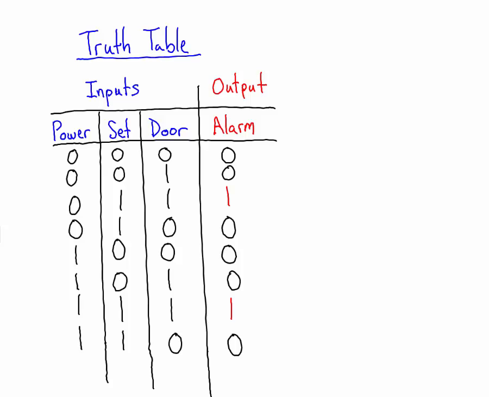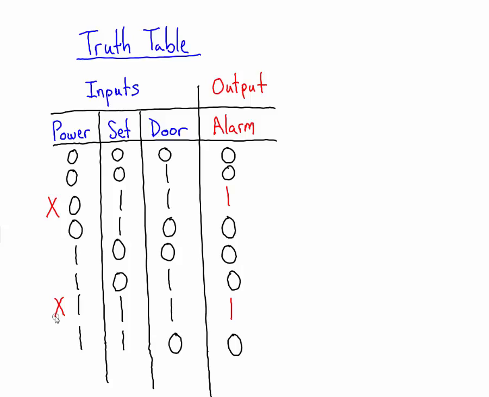Now after determining a truth table, we need to determine what kind of logic gates and how many of each kind we're going to need to use to build our circuit. But before we do that, we should optimize our logic circuit by eliminating any unnecessary or redundant gates and redrawing our truth table. So the way I see it, there are only two conditions under which we want our alarm to go off. This condition and this condition.